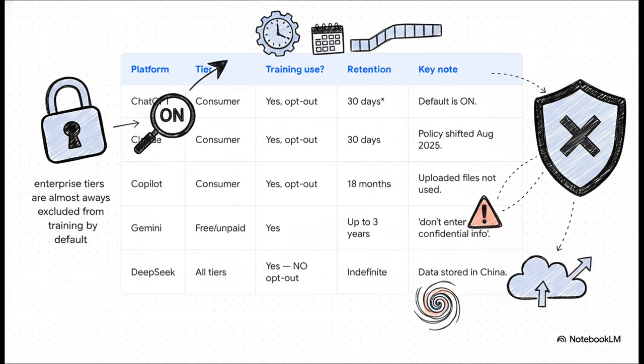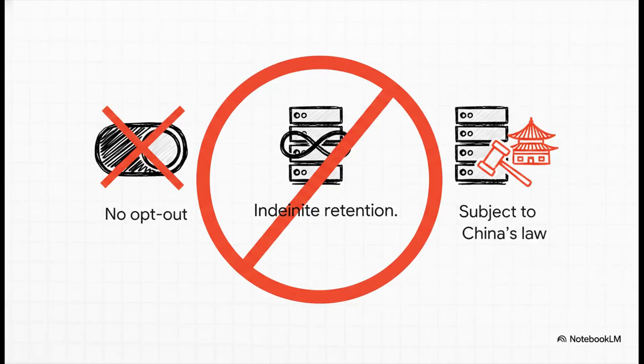Now look at retention, it is all over the place. From 30 days with ChatGPT to a wild 3 years for Gemini. But do you see the pattern here? The key difference is always consumer versus enterprise. Enterprise tiers are built for business, and they almost always exclude your data from training by default. And then we have to talk about DeepSeek.